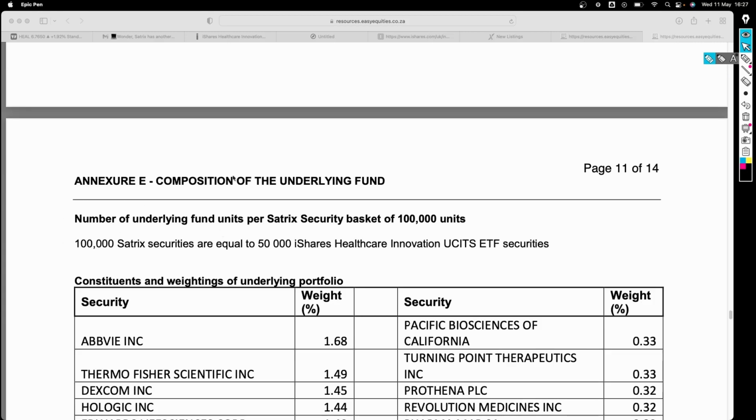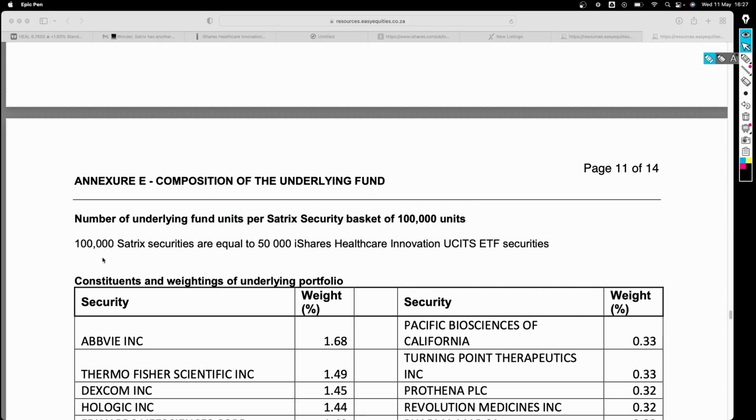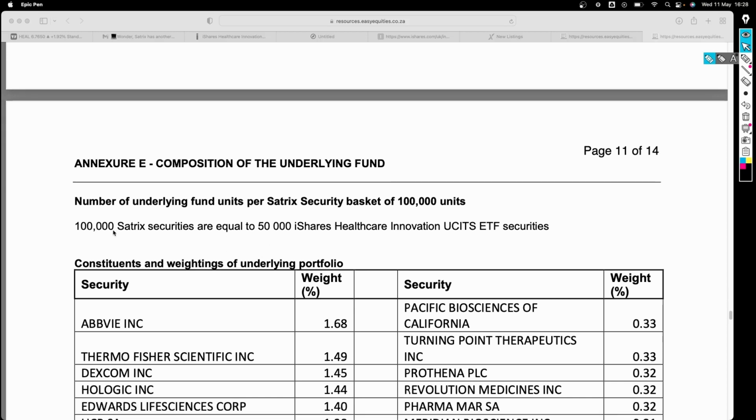Then here you can see the composition of the underlying fund. One thing that you need to pay attention to is the number of underlying funds per Satrix basket of 100,000 units. Then they explain what that 100,000 Satrix unit means. So 100,000 Satrix securities are equal to 50,000 iShares Healthcare Innovation ETF, right? So it's a 2 times exposure based on this. So they just double that. So every 100,000 shares that they are holding equates to about 500,000 iShares Healthcare Innovation ETF from iShares.